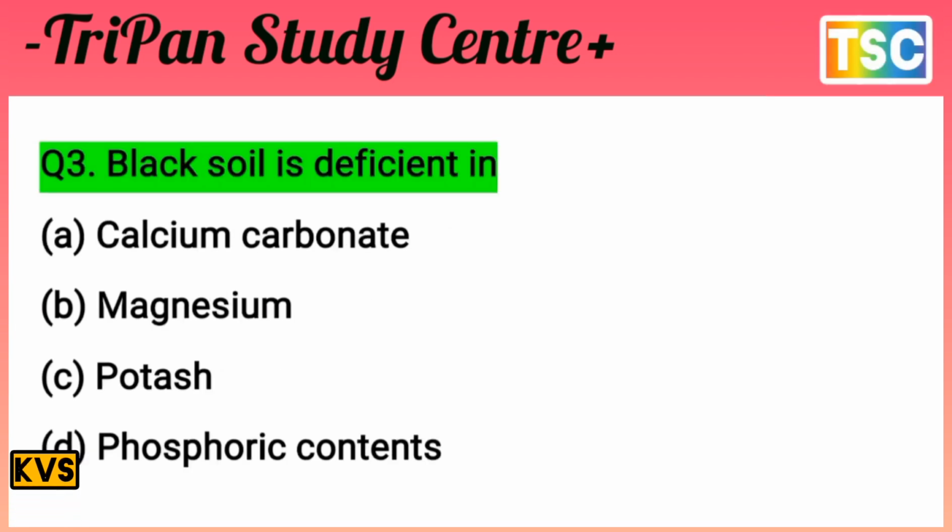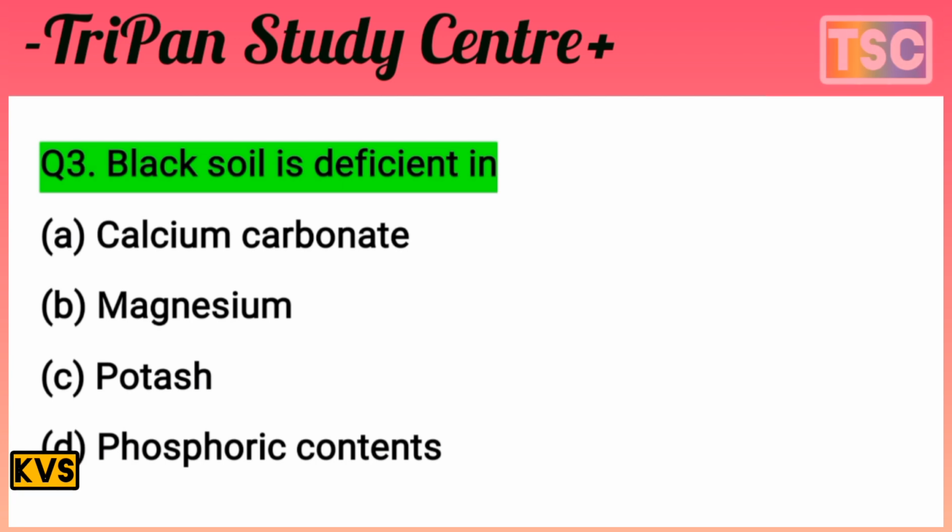The question arrives on screen: black soil is deficient in. That is important. The options are: calcium carbonate, magnesium, potash, phosphoric content. That's the most important for the black soil deficiency. Come on, test your knowledge first, and I'll give you a few seconds. You must have thought of your answer.